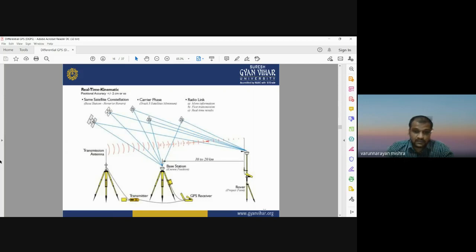Okay, but the only disadvantage is that you need to have some communication medium between the base station and rover station. If it is not possible to have the communication, you will not get the corrected data sets that will be received by the rover station. Okay, so this is the way in which real-time kinematics works.